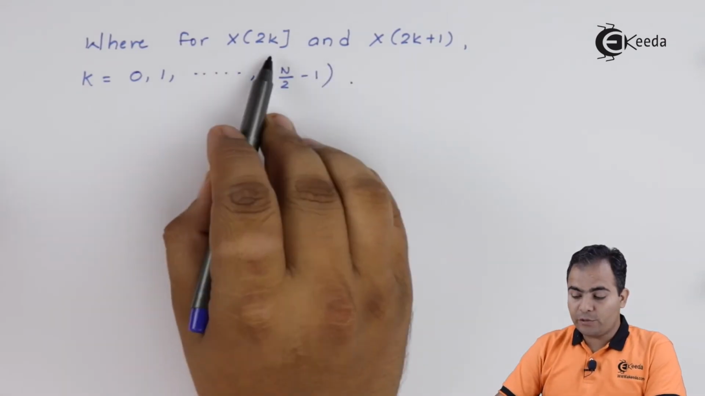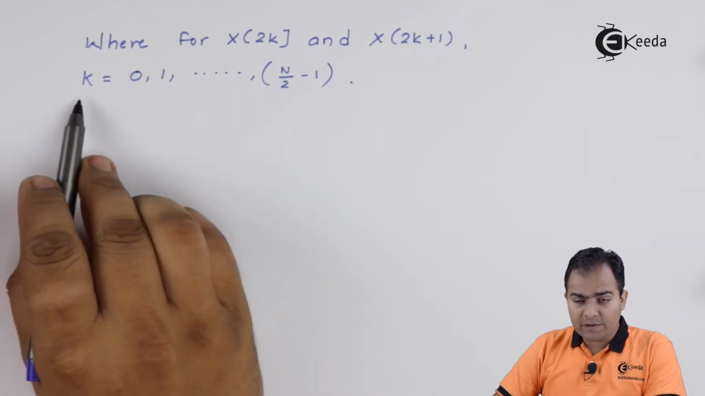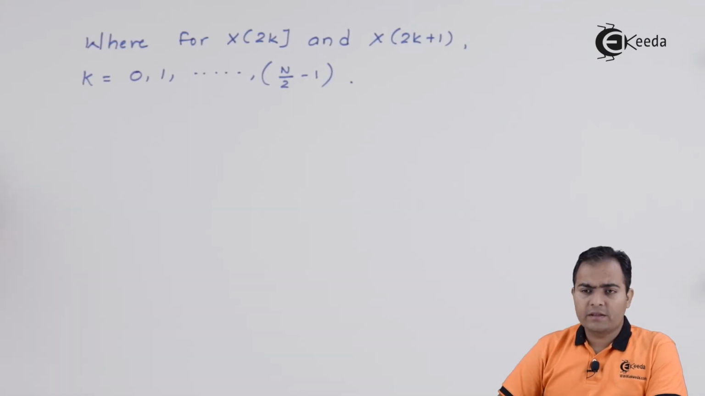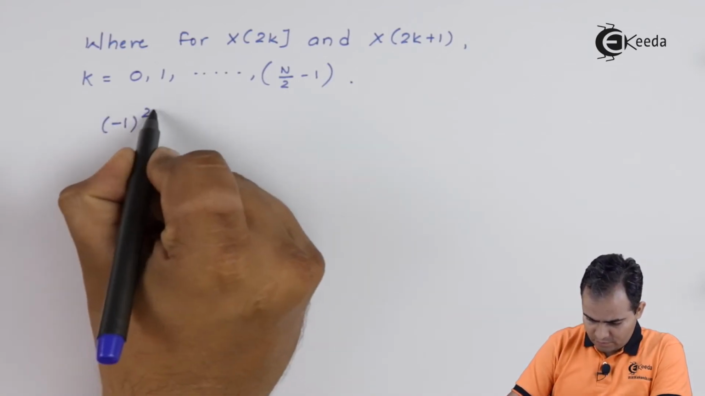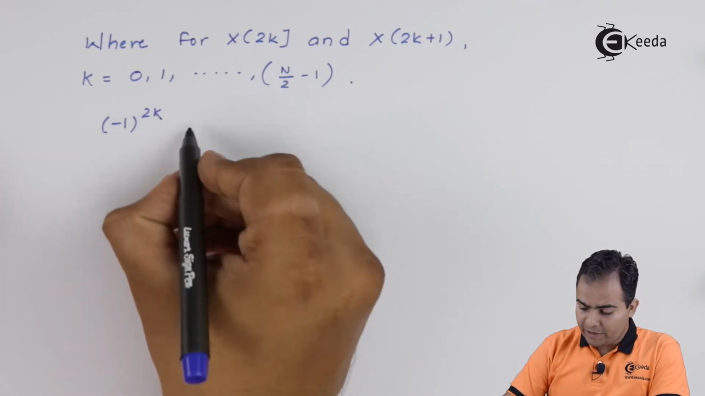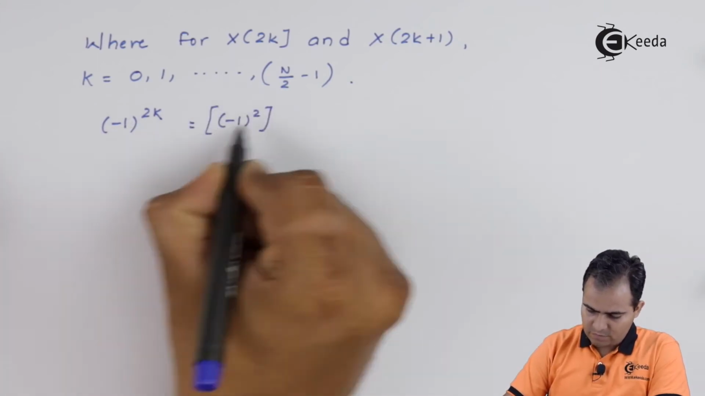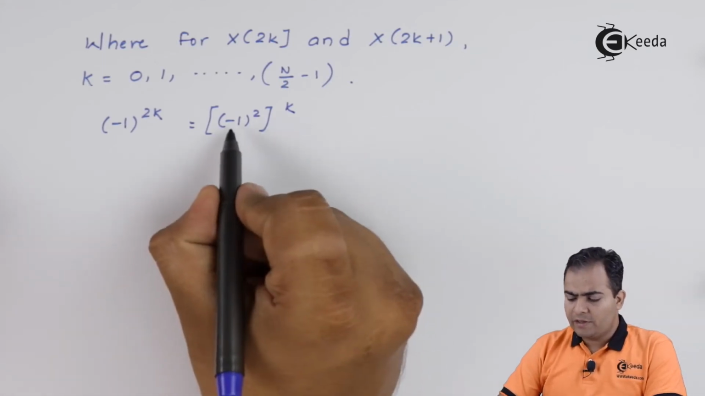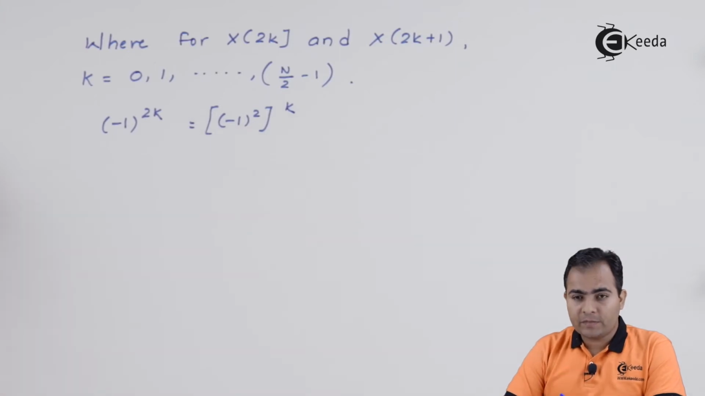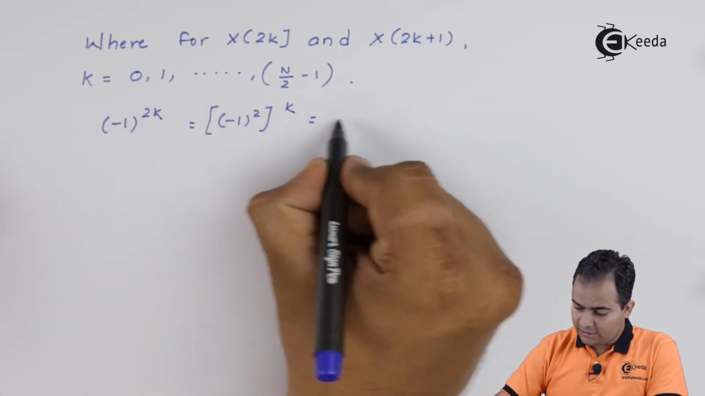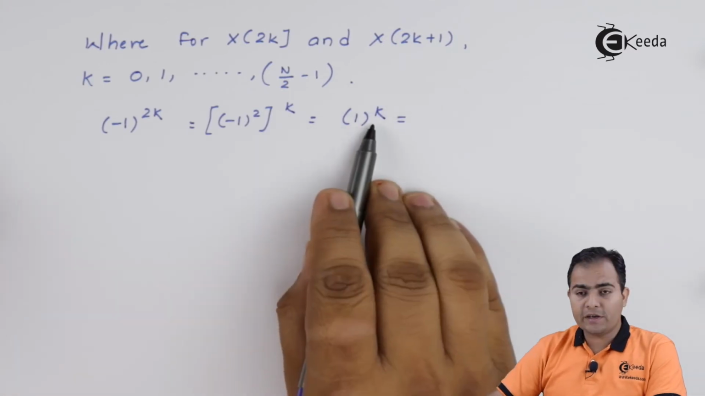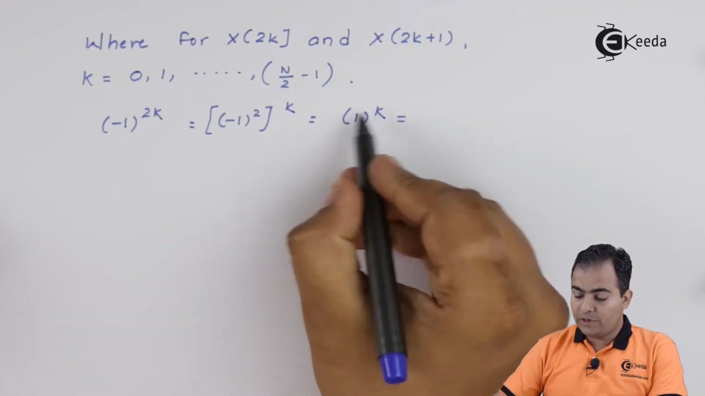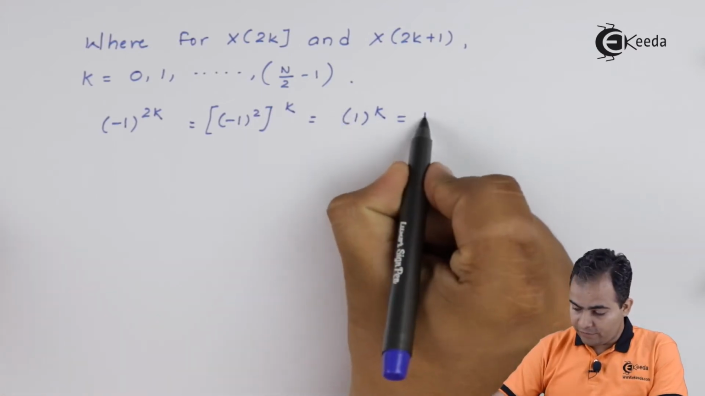So for x of 2k and for x of 2k plus 1, my k value started from 0, but the last value is always n by 2 minus 1. Now, first of all, minus 1 raised to 2k can be written as minus 1 raised to 2 and whole power raised to k. Now, minus 1 raised to 2 is always 1 and 1 to the power k, basically here we are going to substitute the value of k from 0 to n by 2 minus 1. So 1 to the power k is always having a value 1.